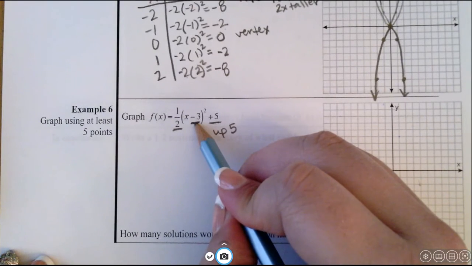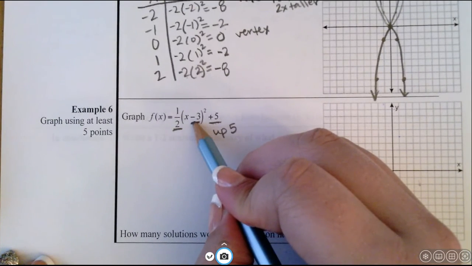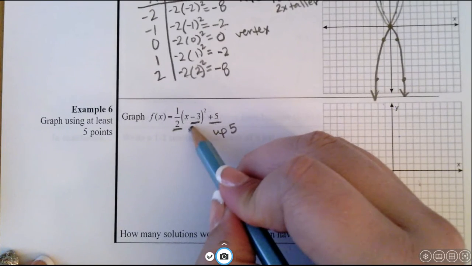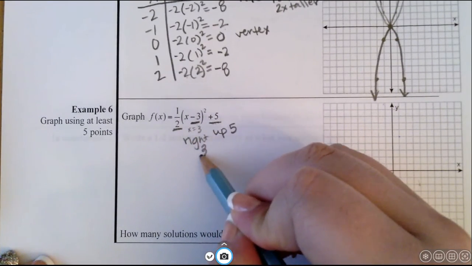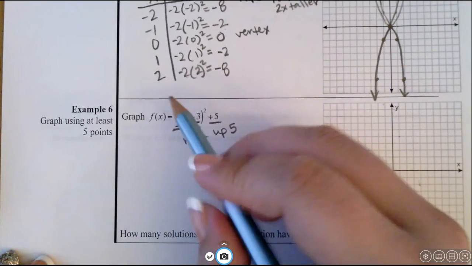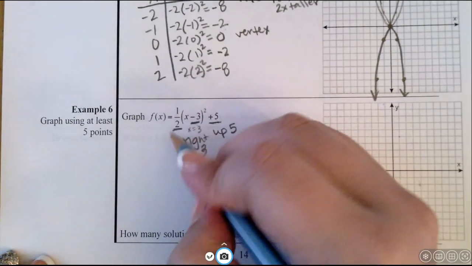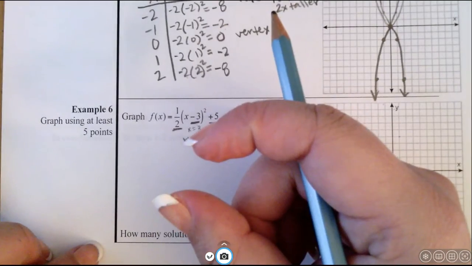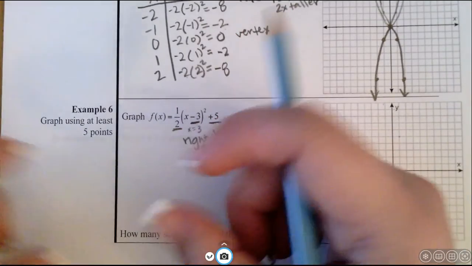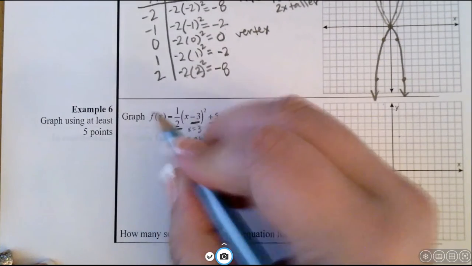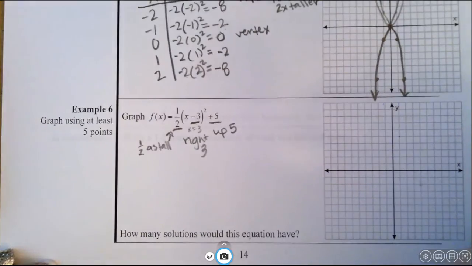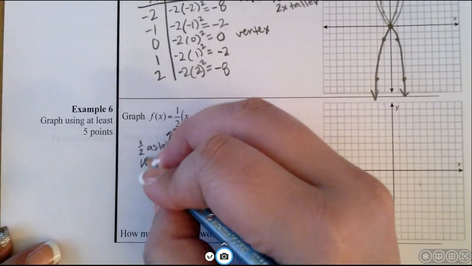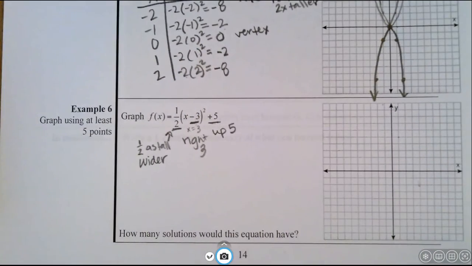-3, inside of the parentheses, we have to ask ourselves, what would make that 0? X would be 3 to make that 0, so this is right by 3. And then the 1/2 on the outside, this is like squishing it to be 1/2 as tall or making it wider. So we can call this a 1/2 as tall. We can also call that a compression or a squish. Or we can say that this is wider.